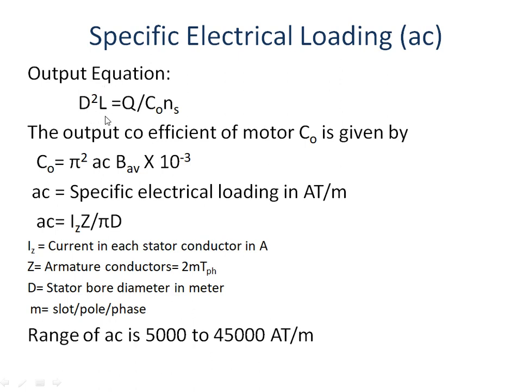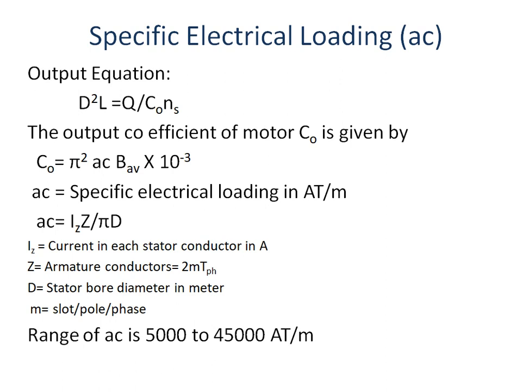given as D²L = Q / (C0 Ns), where D is the stator bore diameter in meter, L is the length of the stator core in meter, Q is the input kVA of the induction motor, C0 is known as the output coefficient, and Ns is the synchronous speed in revolution per second. And this synchronous speed is defined by the number of poles and the frequency of the supply.